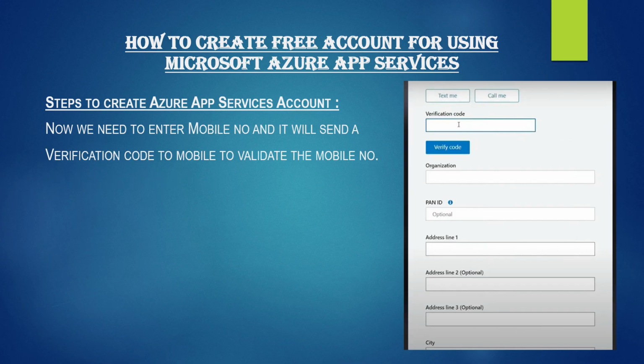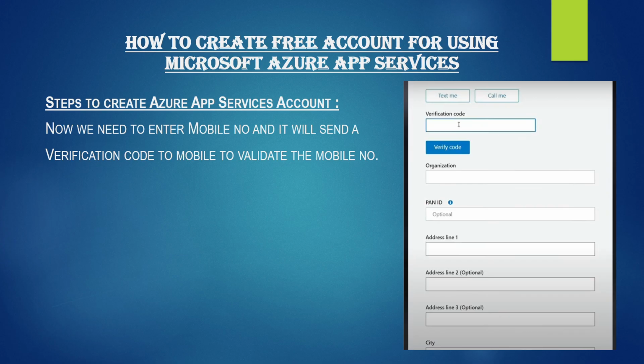And you can see here that it is also asking to enter the mobile number. After entering that mobile number, we have to click here on text me or call me. If we click on text me, then it will send an SMS to our mobile number, and if we click on call me, then it will call us with the verification code. After getting the verification code by SMS or by call, we need to enter that code in this text box, and after that we will click on the verify code button.